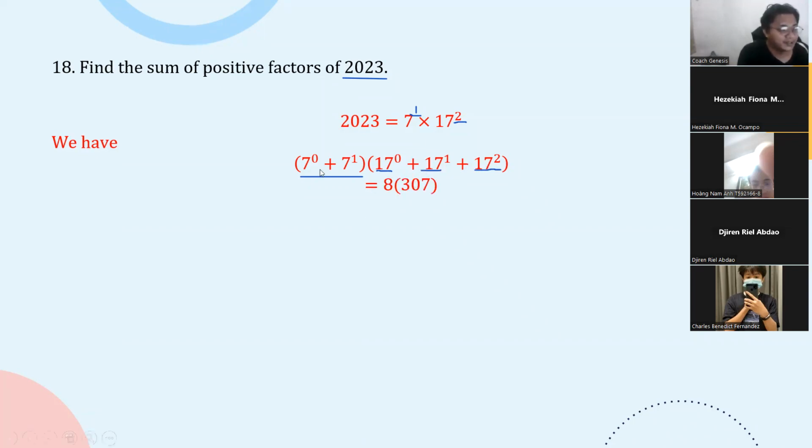So 7 raised to 0 plus 7 raised to 1 is equal to 8. 17 raised to 0 plus 17 raised to 1 plus 17 squared, that is 307. So if we were to simplify this, it will give you 2,456. So that is the answer for number 18, 2,456.